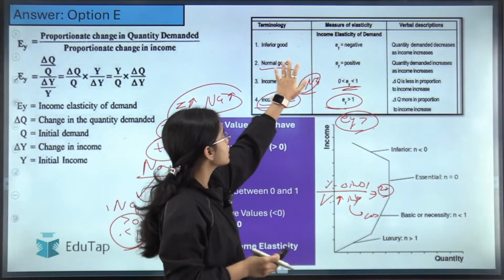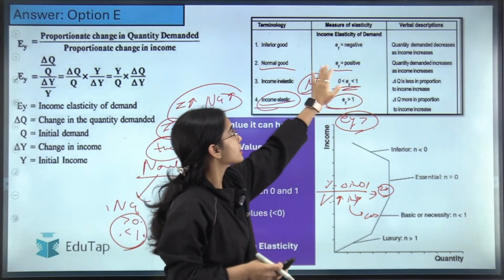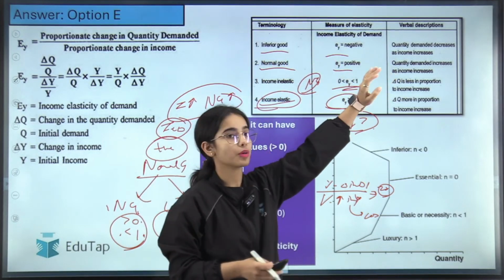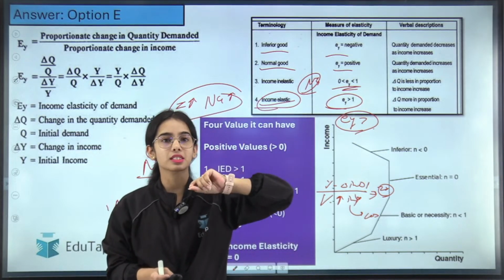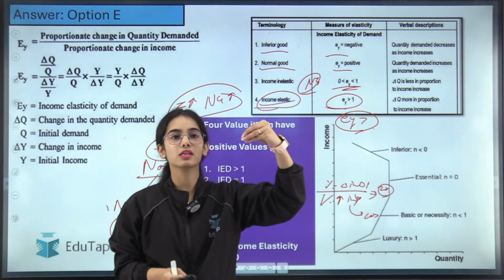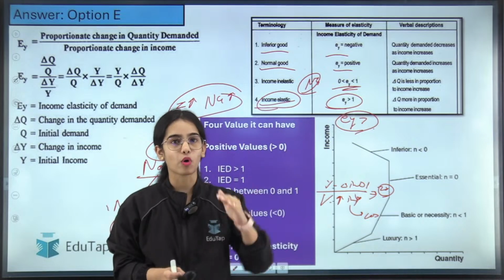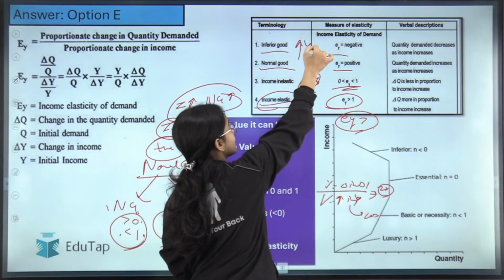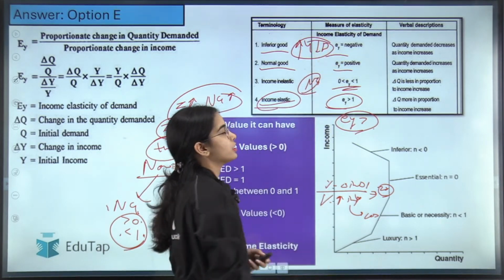Then for the normal goods, there is positive income elasticity. For the inferior goods, there is negative income elasticity. Negative income elasticity means that with the increase in the income, there is a fall in the demand of the inferior goods.